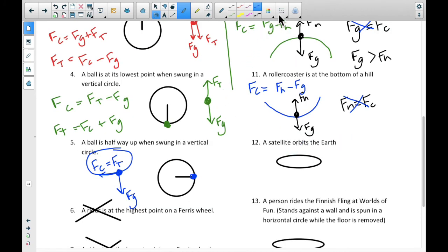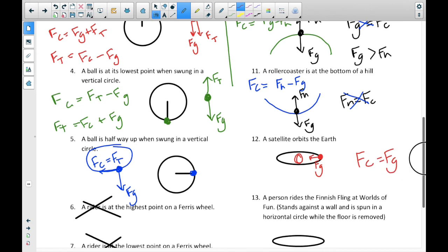Okay, a satellite is orbiting the Earth. I don't know if you know about satellites at all, but let's say here's the Earth and here's my satellite. What is keeping it going in a circle? Why isn't it just floating off into space? And the reason is gravity. The force of gravity towards the Earth is what's keeping it in orbit. So the centripetal force is the force of gravity from the Earth.